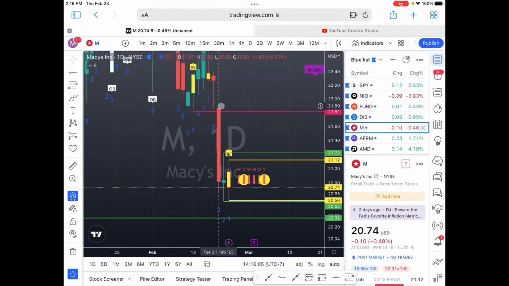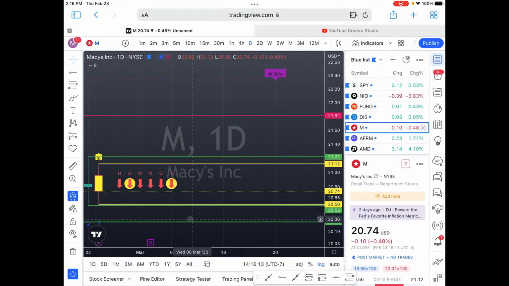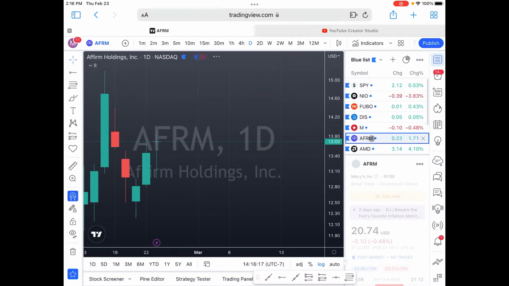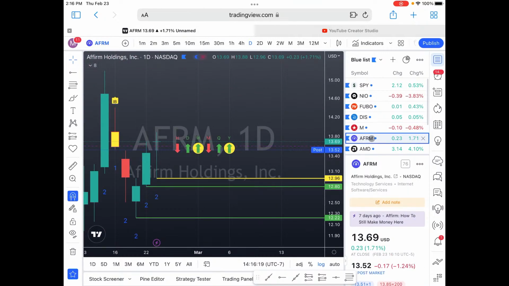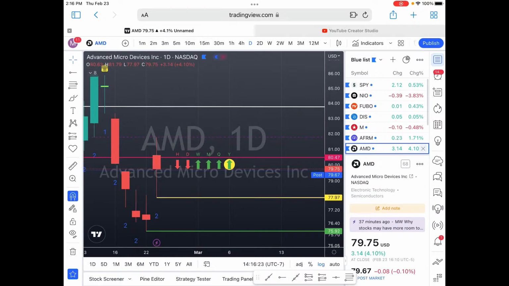We are 2 down on the week. We've broken through the pink trigger here, which represents my 2 down on the week. And Macy's looks like a good setup for Friday, a good setup for Lotto Friday. We move on to AFRM. AFRM, we're going to remove that one from the list. I don't like the way it finished on the day. And we will look at AMD.